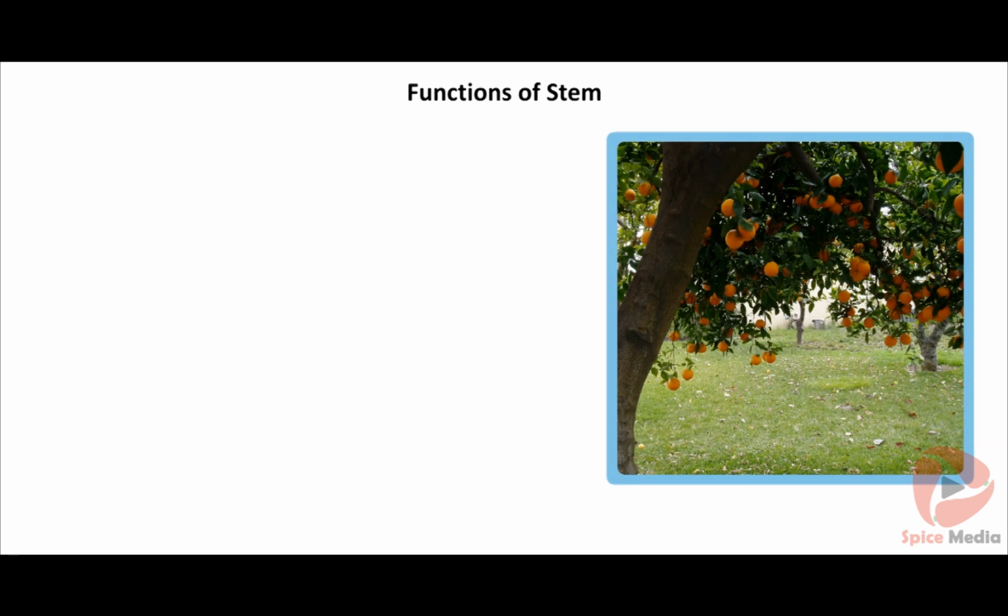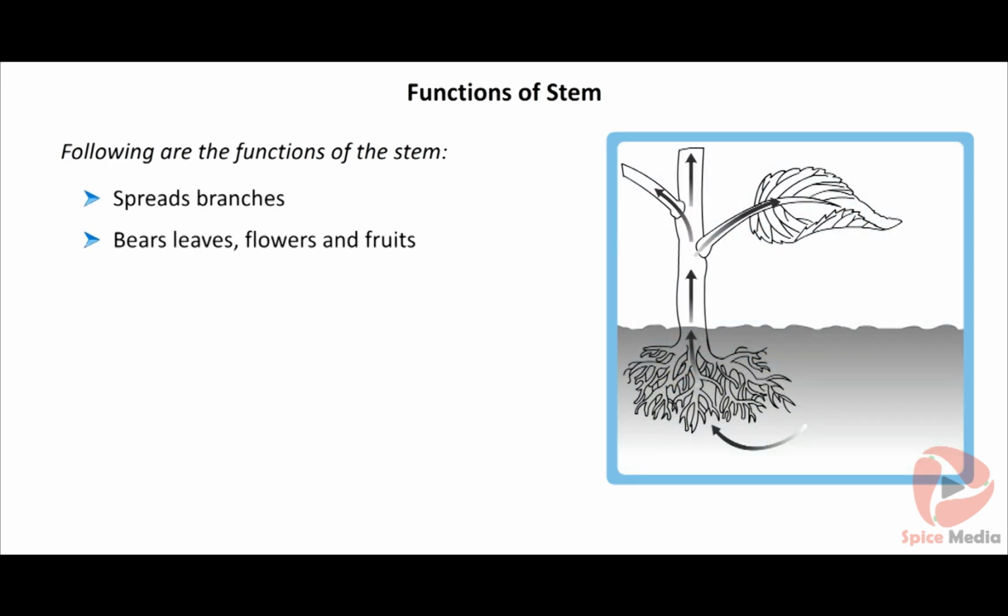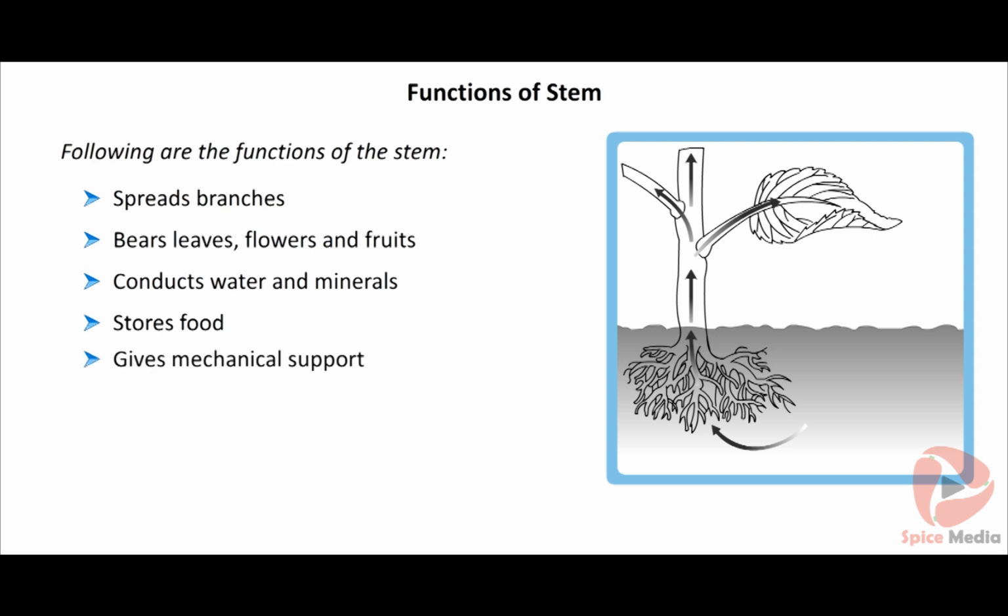Functions of the stem. The main function of the stem is to spread its branches. It bears leaves, flowers and fruits. It conducts water and mineral salts. Some stems store food. The stem provides mechanical strength to the plants. It also helps in vegetative propagation.